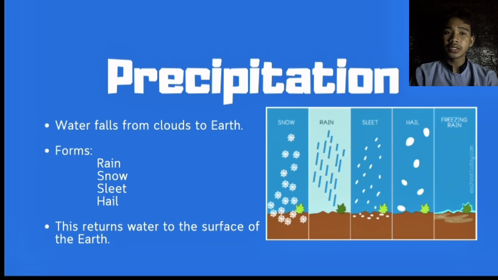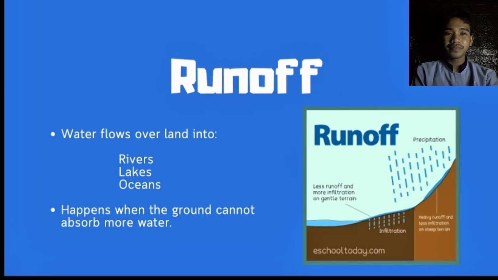After precipitation reaches the ground, the water continues moving through the cycle. One way that water moves after precipitation is through runoff. Runoff happens when water flows over the surface of the land and moves into rivers, lakes, and eventually the ocean. This usually happens when the ground cannot absorb all the water, especially during heavy rainfall.